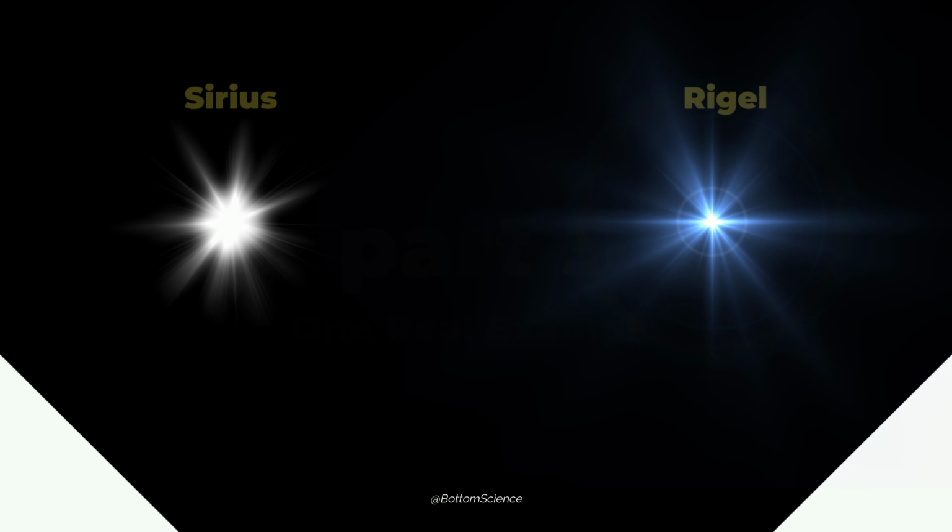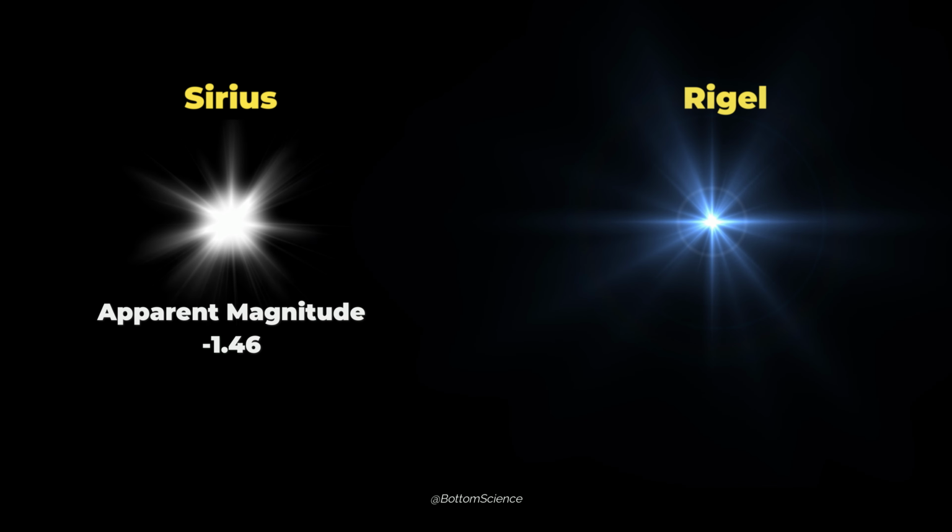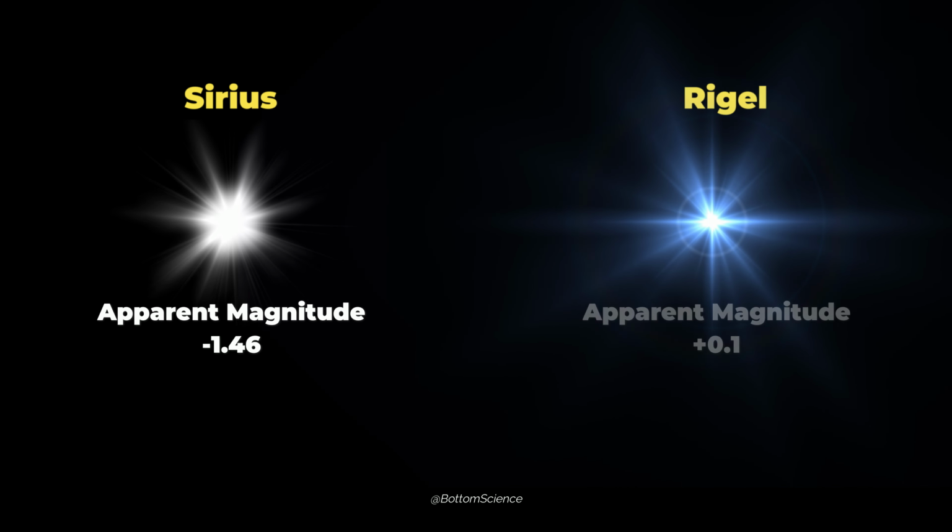One real example. Let's compare two famous stars. Sirius, it's the brightest star in our night sky. Its apparent magnitude is minus 1.46. Now look at Rigel, its apparent magnitude is around plus 0.1.